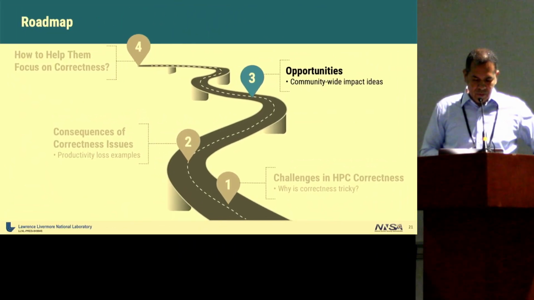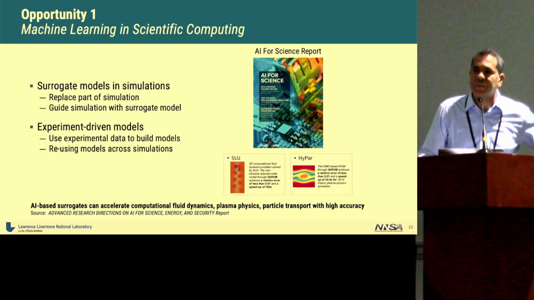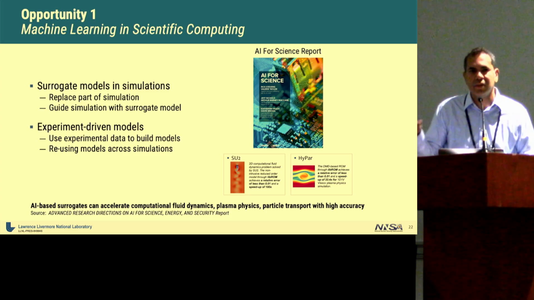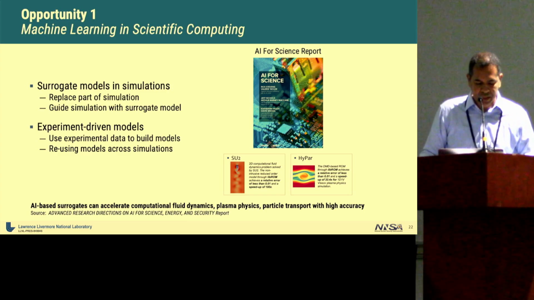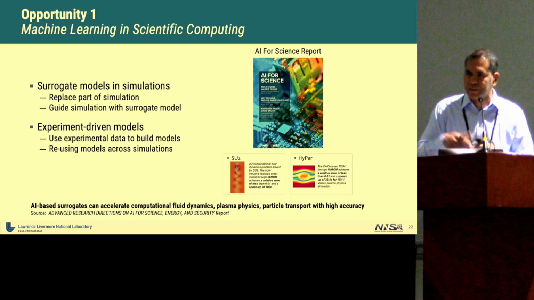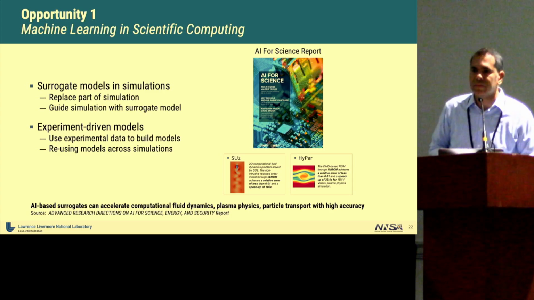All right, so now I would like to talk about some opportunities that we have and some provoking ideas to have some community-wide impact. So the first opportunity is helping programmers verify correctness as they integrate surrogate models and machine learning models in scientific applications. And there are several code teams that are trying to do this today. The AI for Science report has several examples of how we can replace a part of a simulation with a surrogate model.